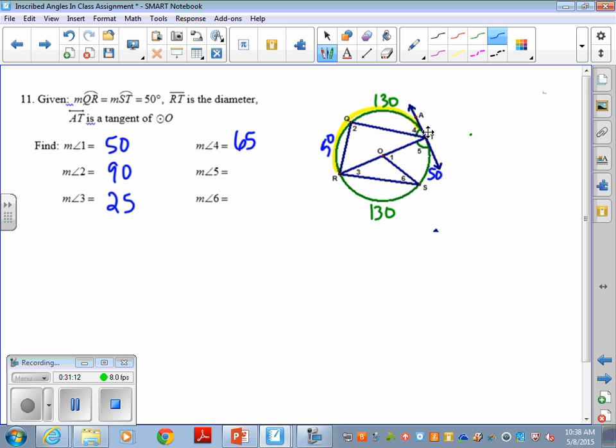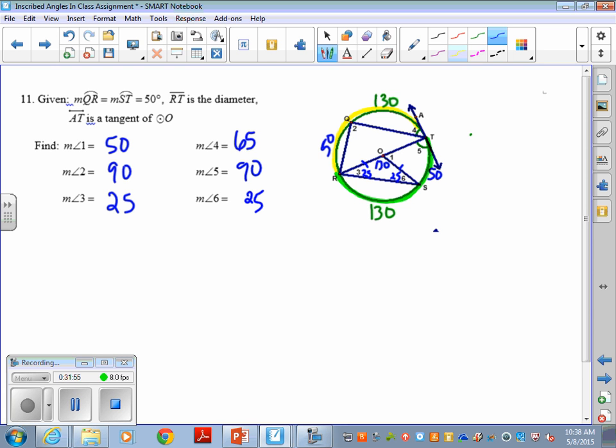I hear two different answers. First of all, I need to know what's the intercepted arc, and I'm going to do it in a different color. Angle 5 is the tangent and the chord. Angle 5 is 90, half the 180. And then angle 6. Think about this. Yep, 25. Aren't these radii? So wouldn't you have an isosceles triangle there? So if this was 50, this was 130, then we had 25 and 25.